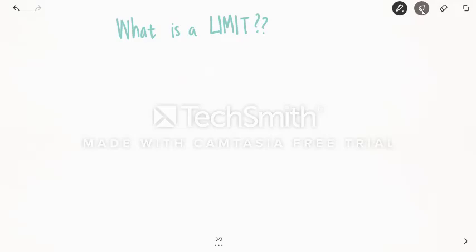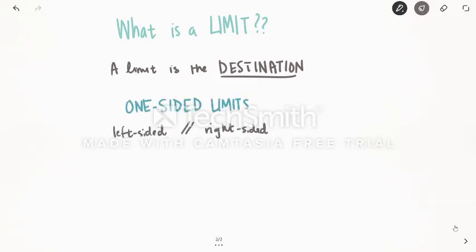So what is a limit? A limit is the destination. Again, we do not necessarily care if we arrive at the destination. We're just wondering where the roads are pointing to. Now we saw that that might depend on if we're coming from the left or from the right. So this is what we call one-sided limits, left-sided or right-sided.